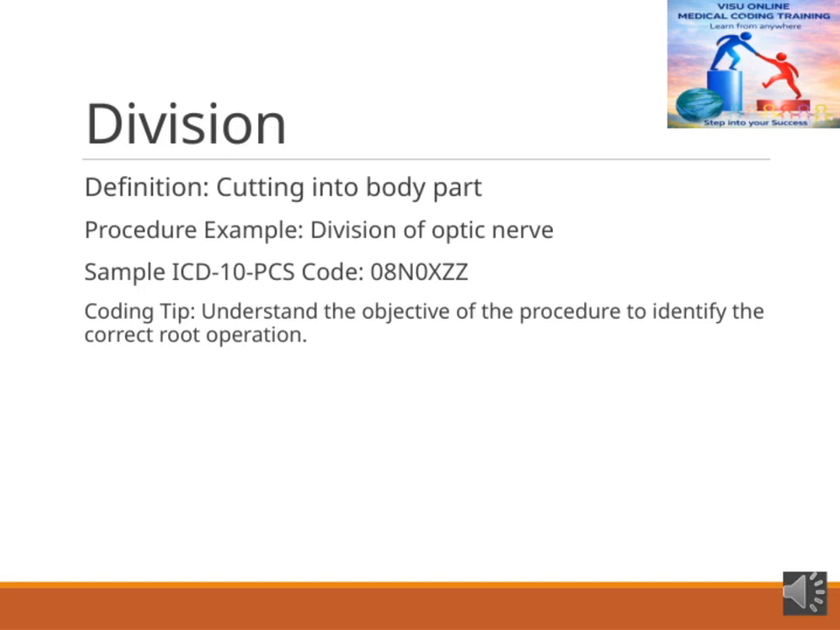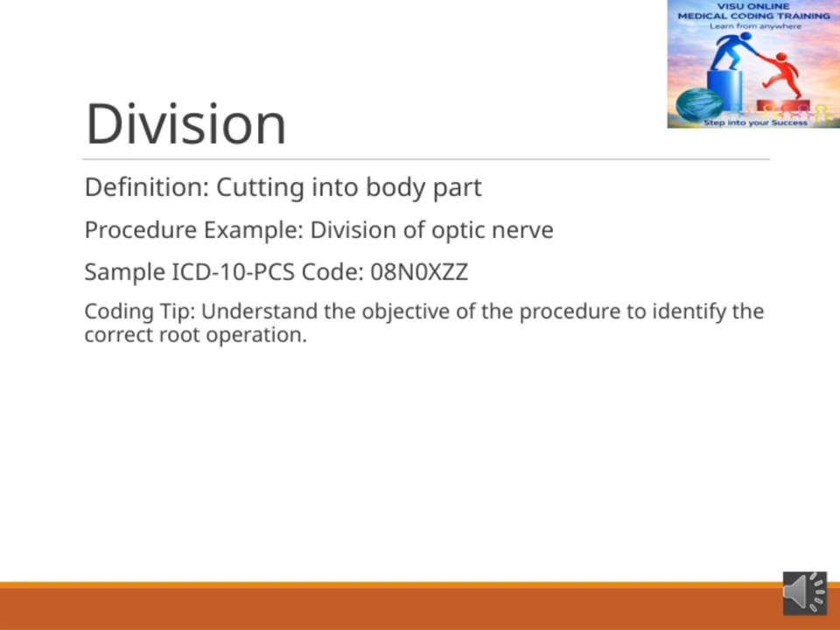Now, let's look at the key points on the slide. First, the definition of division is essentially cutting into a body part. It's a specific type of procedure where the goal is to separate or divide tissue. An example of this is the division of the optic nerve, which might be necessary in certain surgical interventions. For coding purposes, the sample ICD-10 PCS code is 8N0XZZ. This code helps us identify the exact procedure performed.